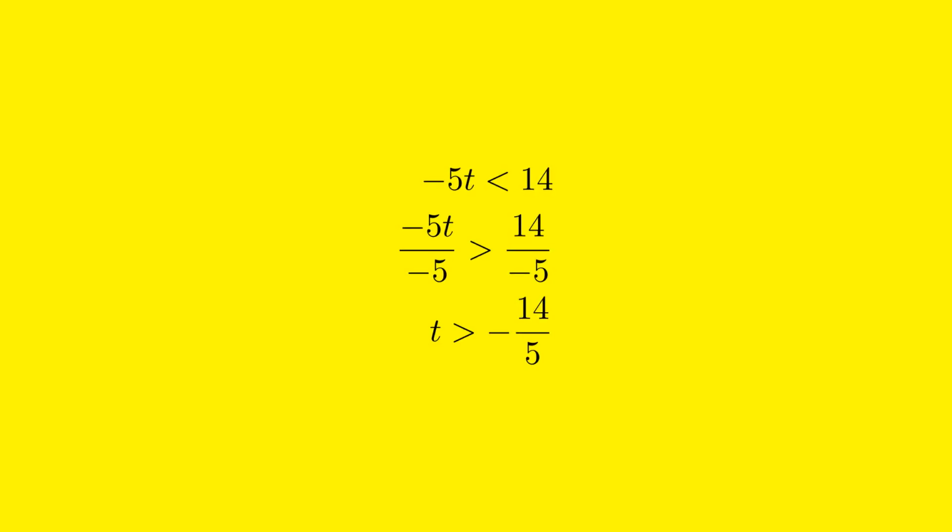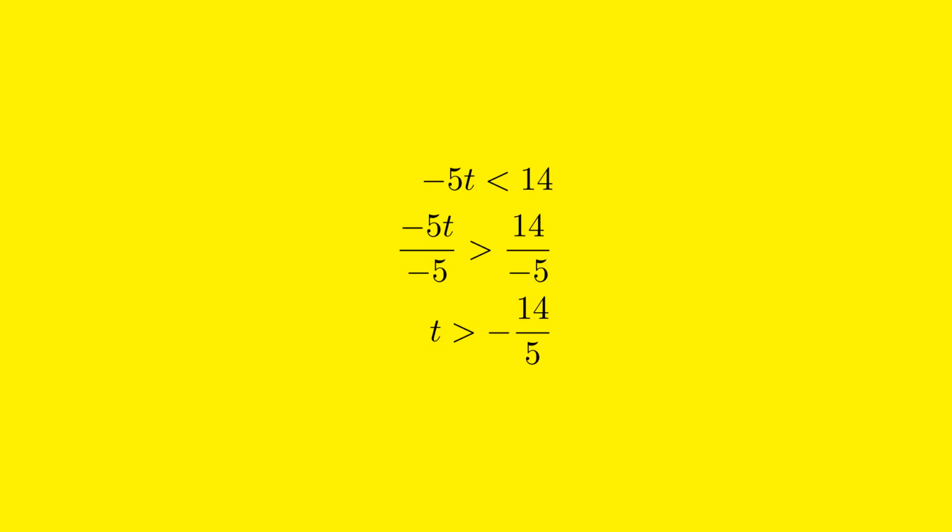Next, we need to isolate the variable t by getting rid of the coefficient that is attached to t, which in this case is minus 5. Because minus 5t means minus 5 times t, we solve for t by doing the opposite of multiplication, which is division. To isolate t, we divide both sides of the inequality by minus 5. This step follows from the rule that to maintain the balance of the inequality, whatever operation you perform on one side must be performed on the other side as well.